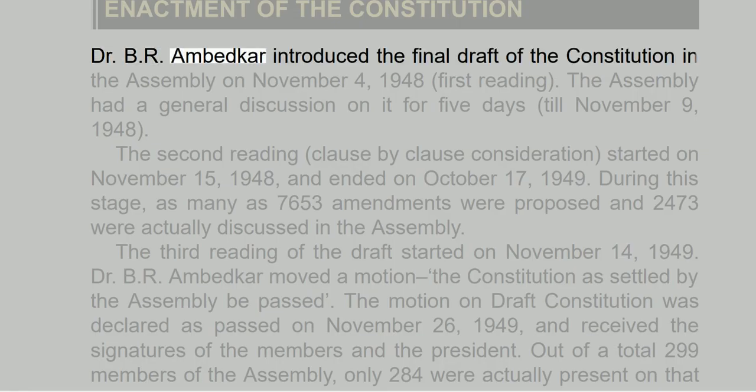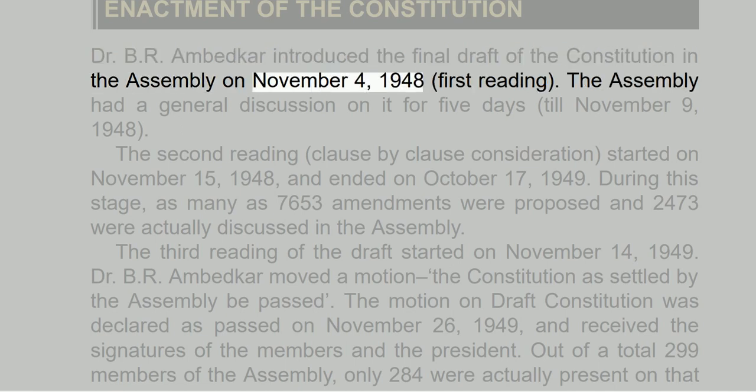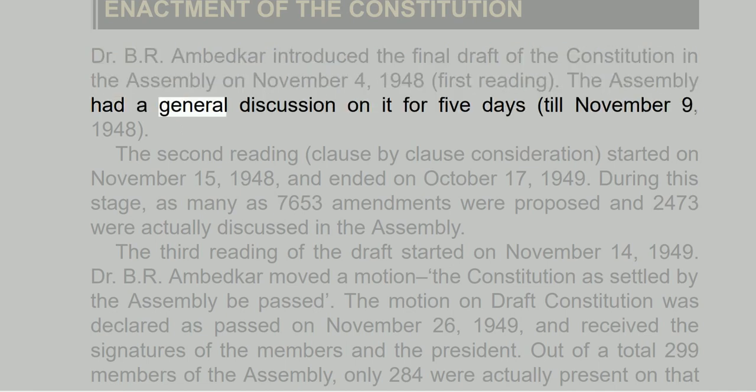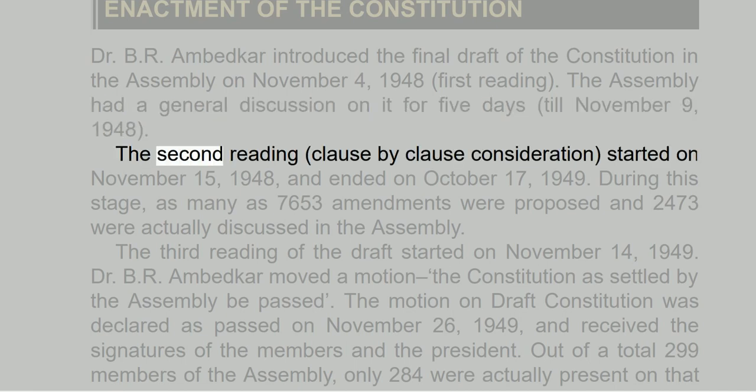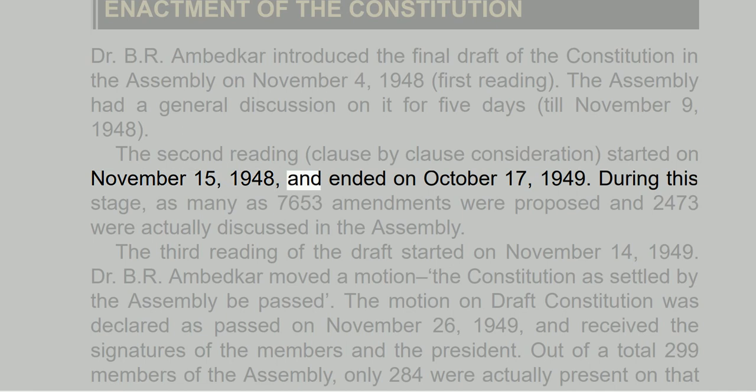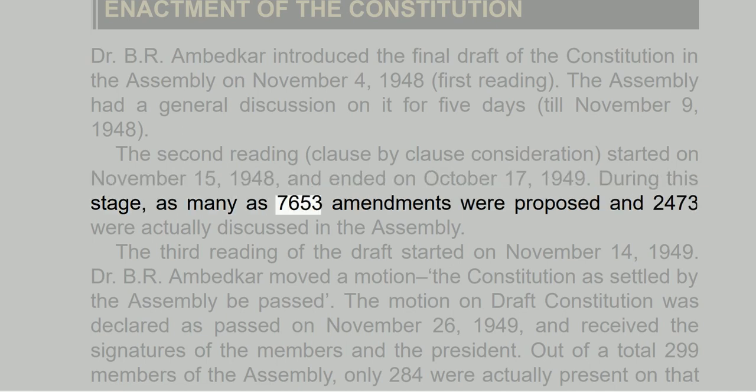Ambedkar introduced the final draft of the Constitution in the Assembly on 4 November 1948, the first reading. The Assembly had a general discussion on it for 5 days, till November 9, 1948. The second reading, clause-by-clause consideration, started on 15 November 1948, and ended on 17 October 1949. During this stage, as many as 7,653 amendments were proposed and 2,473 were actually discussed in the Assembly.